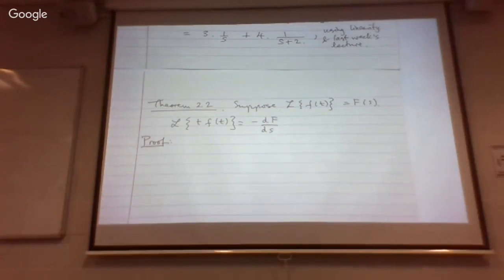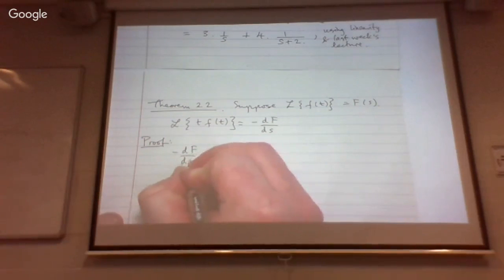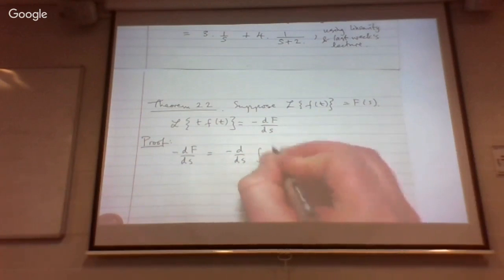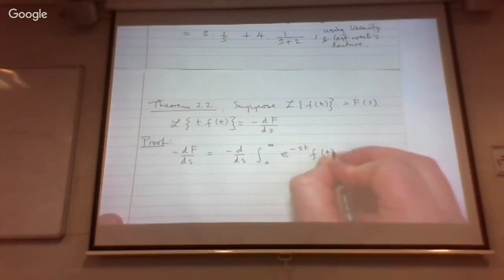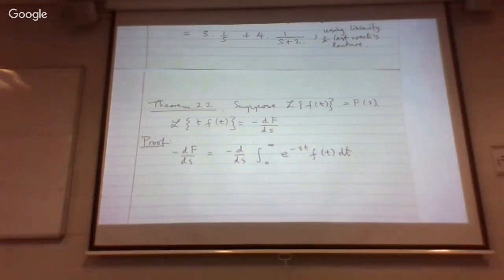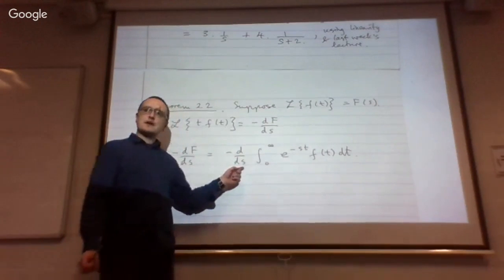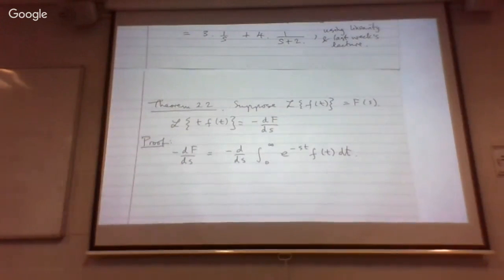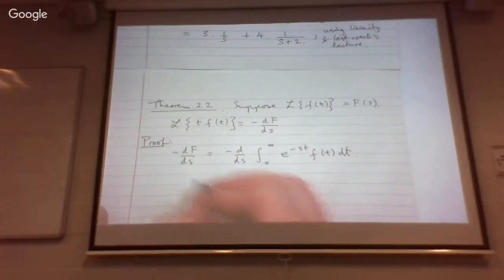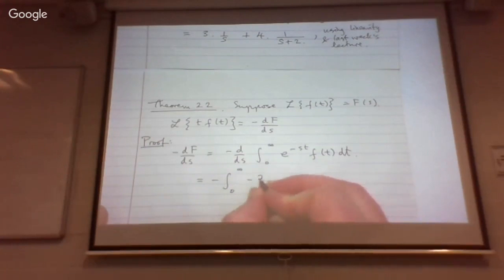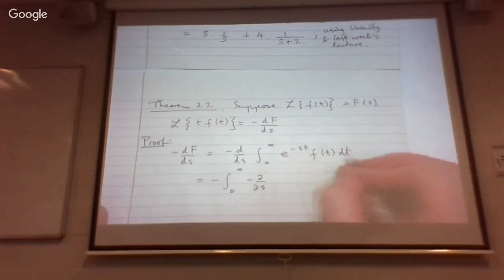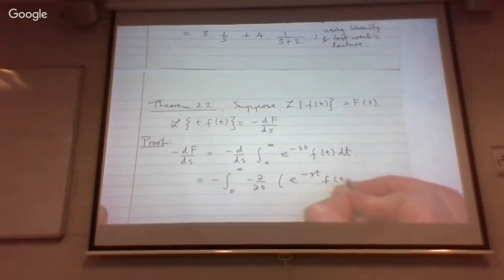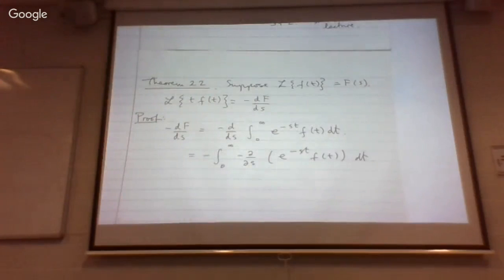We'll start with the thing on the right. So minus d/ds of capital F, well, that's minus d/ds of the integral from 0 to infinity of e to the minus st f of t dt. We're not going to get bogged down in technical detail here, but we have a derivative with respect to one variable and an integral with respect to another one. Because the integrand is nice, nothing too mad going on, we can interchange those two operations. And when it comes inside, we're looking at a function of two variables, s and t, so we'll change it to a partial derivative of the thing inside the integral. So that's changing the order of the operations.